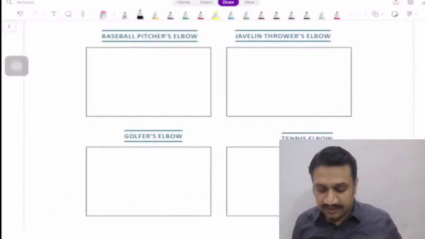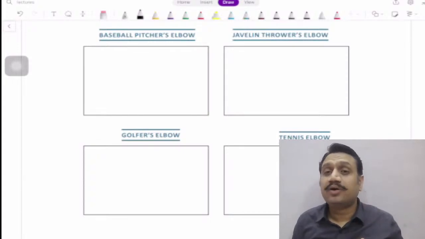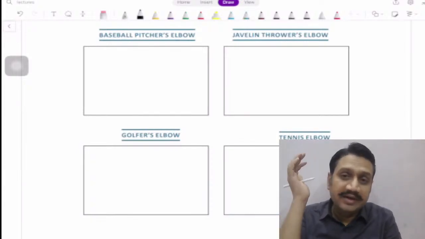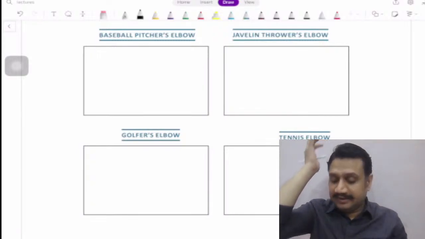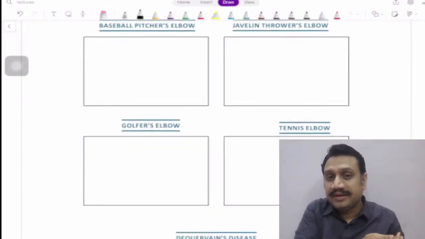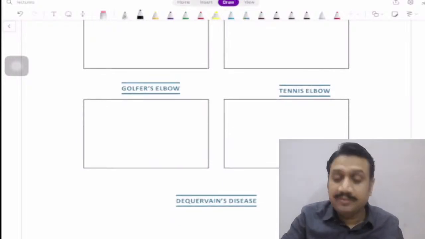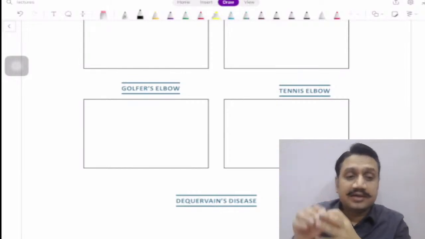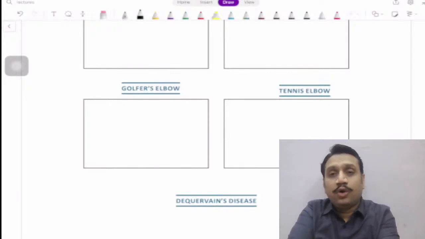Then we have 4 conditions here. Baseball pitcher's elbow, what is that? Medial epicondyle epiphysitis, growth plate getting inflamed. Golfer's elbow is medial epicondylitis. Javelin thrower is injury to the ligament here, ulnar collateral ligament, and tennis elbow is lateral epicondylitis. Right? De Quervain's tenosynovitis is the last condition I want you to remember. It is the inflammation of abductor pollicis longus and extensor pollicis brevis. The clinical test to be done is Finkelstein.